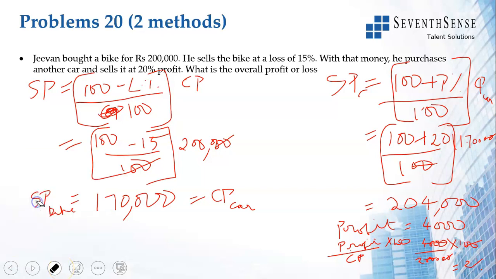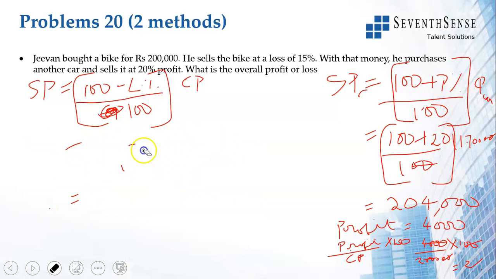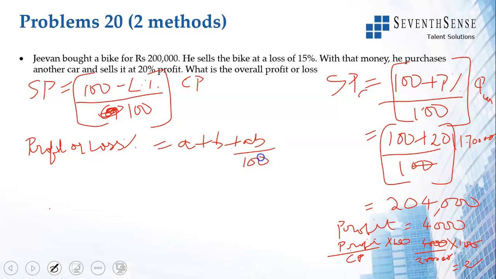Let me just make some space to look at another shortcut. When there is consecutive discount, right? Initially it is a loss of 15%, then a profit of 20%. So our total profit or loss percentage is equal to A plus B plus AB by 100. When do you use this? When there is consecutive discounts or consecutive profit and loss.